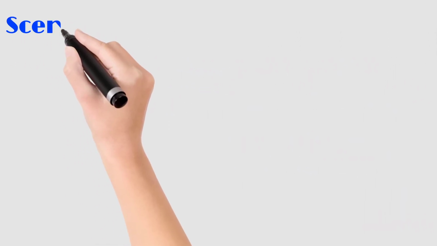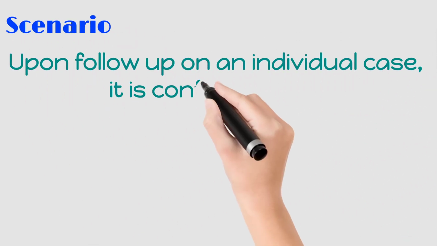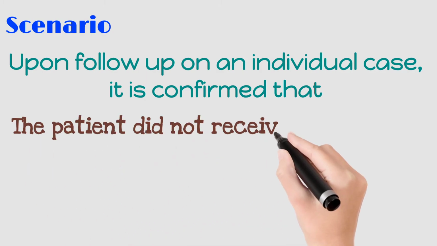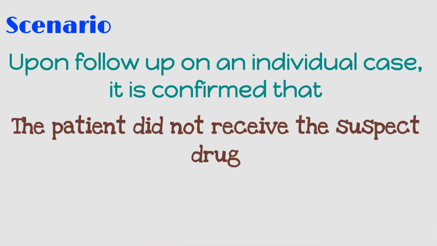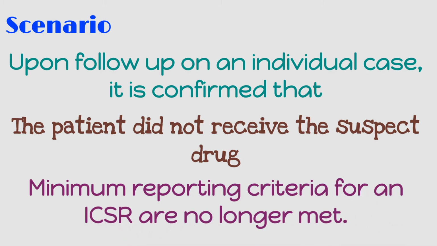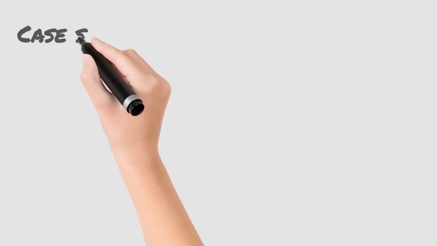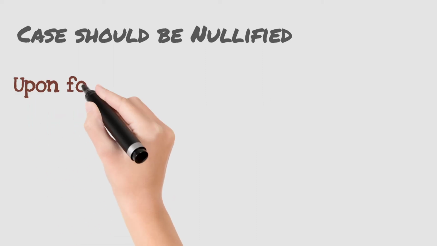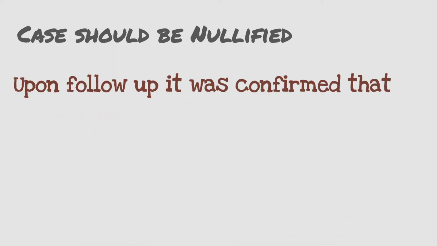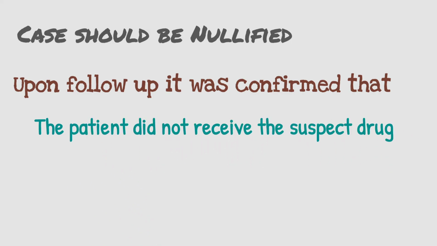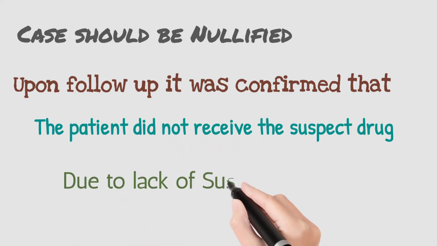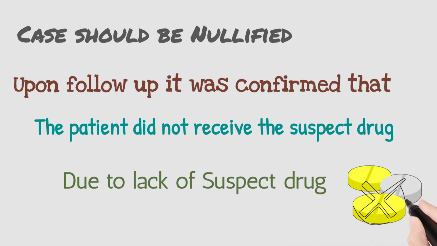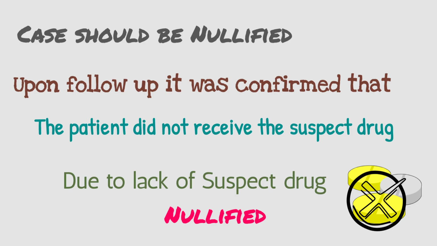Another scenario is, upon follow-up on an individual case, it is confirmed that the patient did not receive the suspect drug. So here also, the minimum reporting criteria for an ICSR are no longer met. So in this scenario also, this case should be nullified. And while resubmitting the case to the regulatory authority, we need to write in the narrative section of the case: upon follow-up, it was confirmed that the patient did not receive the suspect drug. Hence, due to lack of a suspect drug, this case should be nullified. This resubmission of follow-up information is treated as a nullification notification from the pharma company to the regulatory authority.